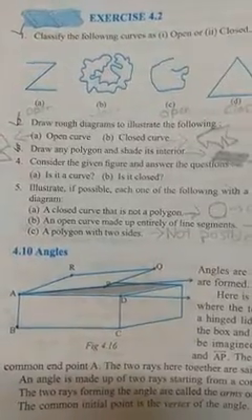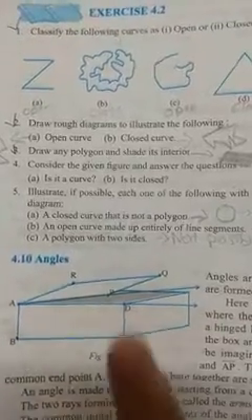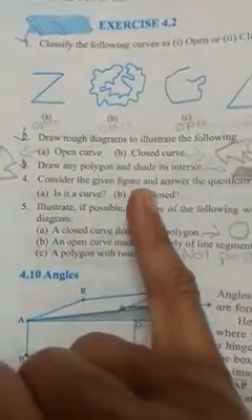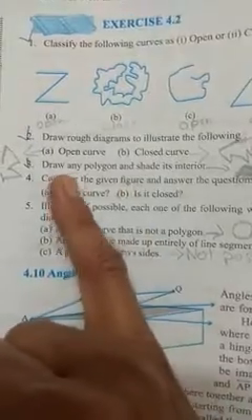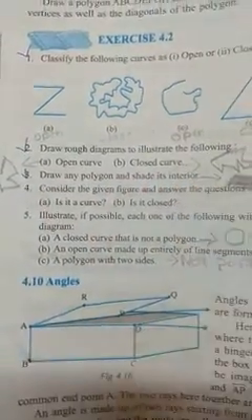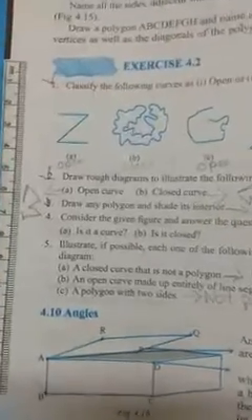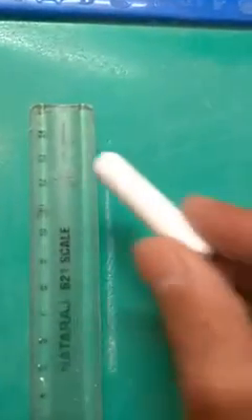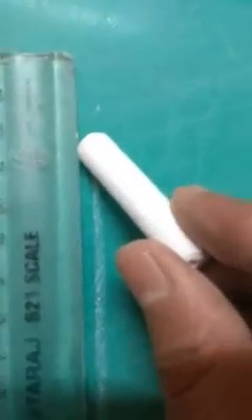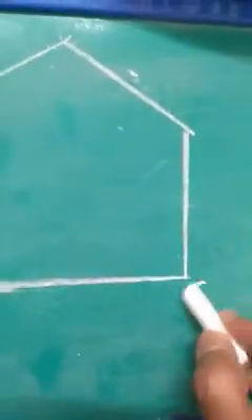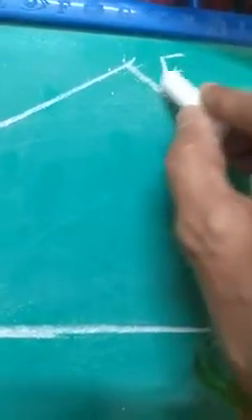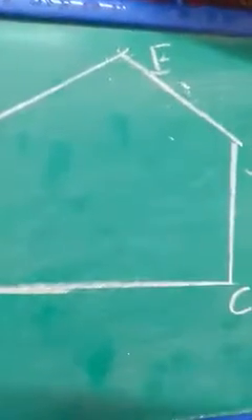Next question, question number 3. Draw any polygon and shade its interior. You can draw a polygon by using a scale. So this is a polygon A, B, C, D and E. How many sided? 5-sided polygon. It's a pentagon.